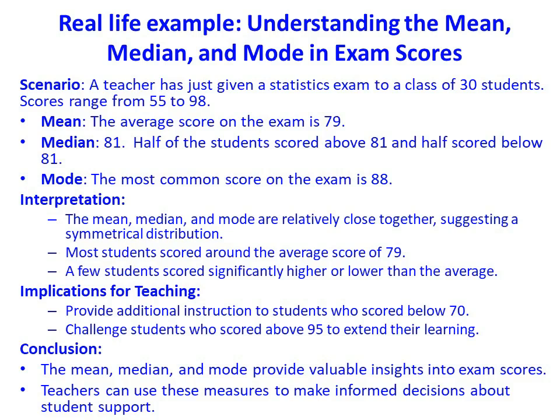Interpretation: the mean, median, and mode are relatively close together, suggesting a symmetrical distribution. Most students scored around the average score of 79. A few students scored significantly higher or lower than the average. Implications for teaching: provide additional instruction to students who scored below 70. Challenge students who scored above 95 to extend their learning. Conclusion: the mean, median, and mode provide valuable insights into exam scores. Teachers can use these measures to make informed decisions about student support.